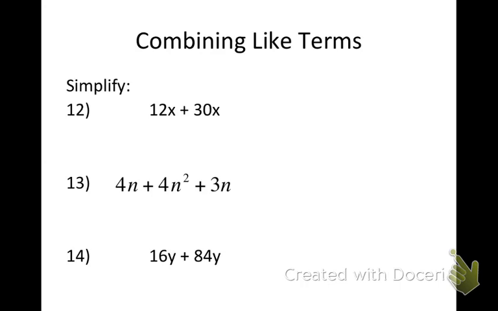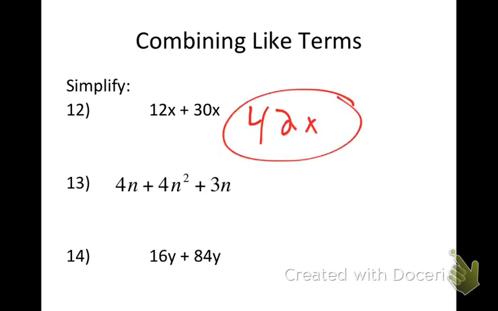12x plus 30x. What's 12x plus 30x? You are quick on that one. 42x. 13. 4n plus 4n squared plus 3n. 7n plus 4n squared is correct. Good work. 14. 16y plus 84y. What do you got for 14? That'd be 100y. Good work.